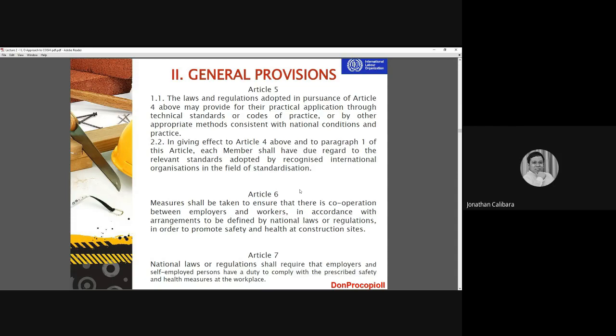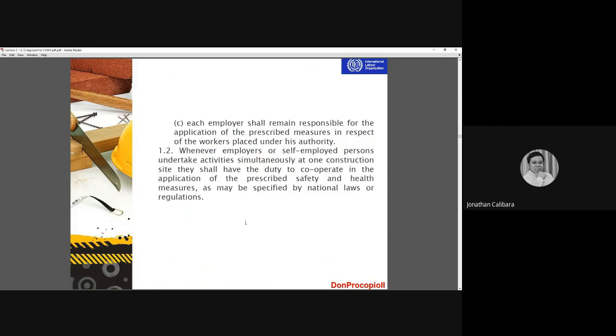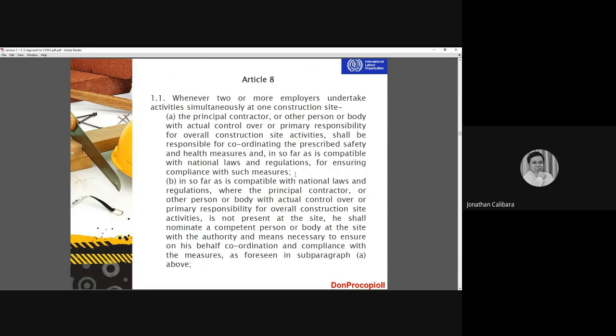Gi-discuss ang, ang i-discuss niya ang, so, naa din na gi-discuss class ang, one, kanyang national law, no? Muna ang law nga dapat i-follow.